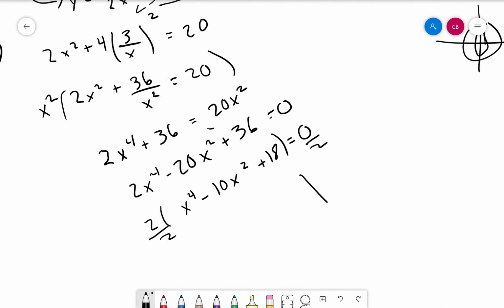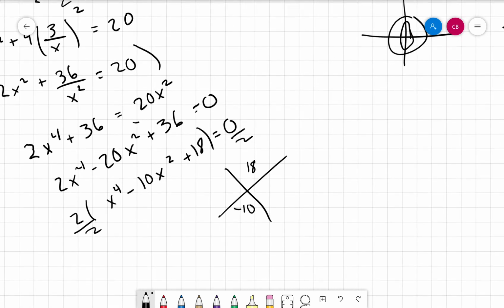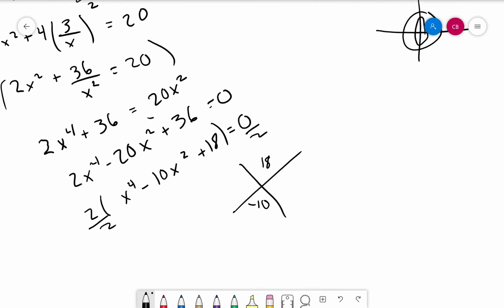Let's see if this factors. We want 18 and negative 10. 9 and 2, no. 6 and 3, no. Doesn't work, does it? This equation isn't that good. We can do quadratic formula.